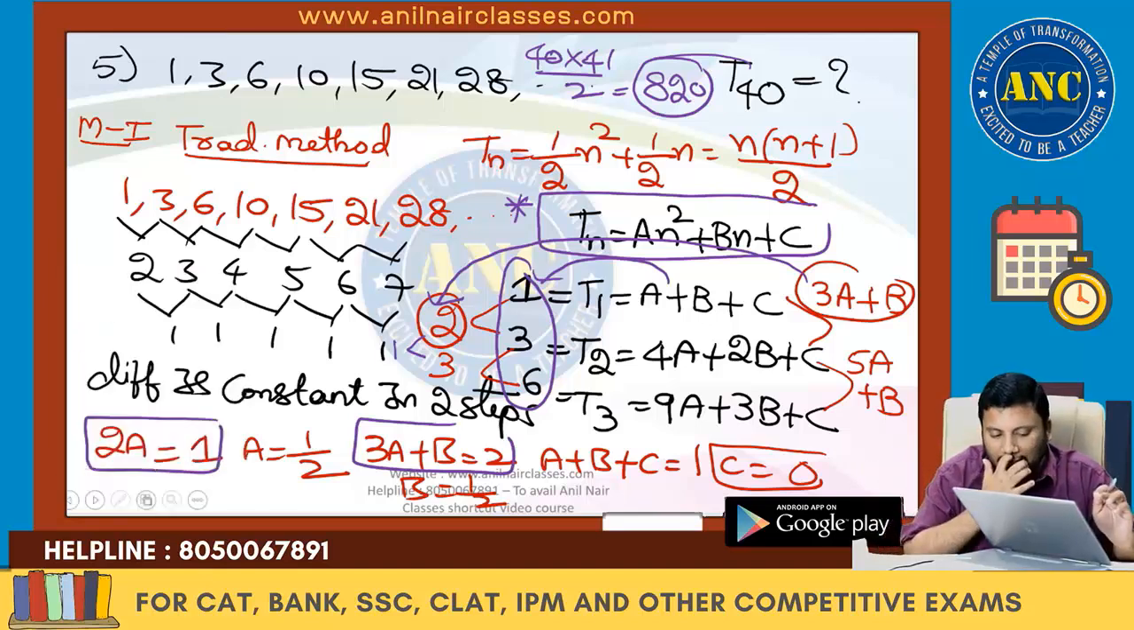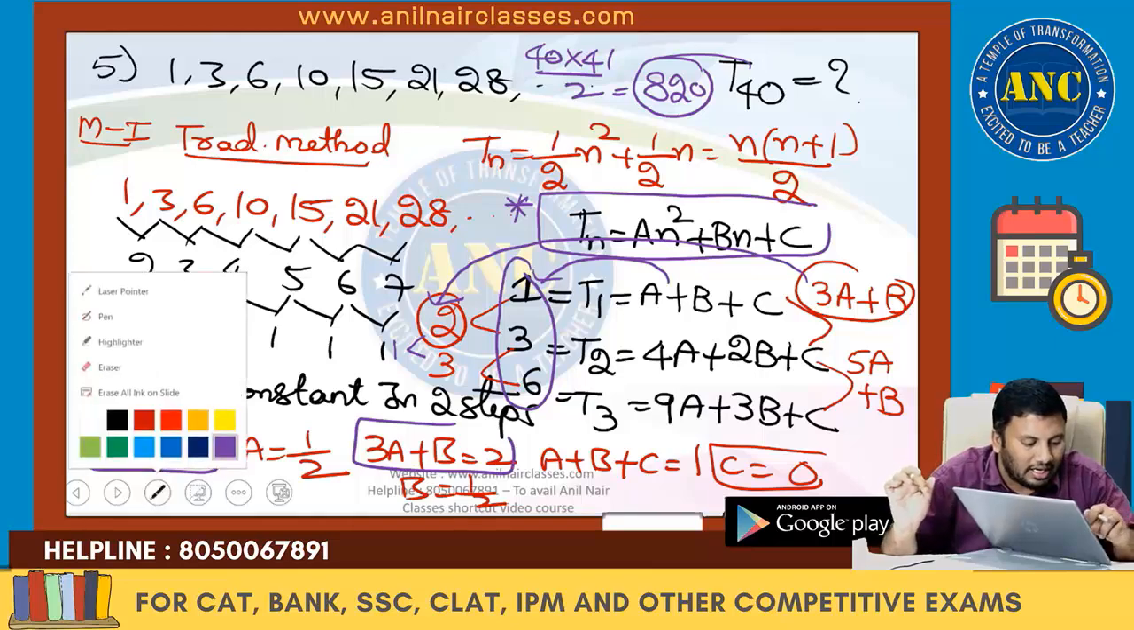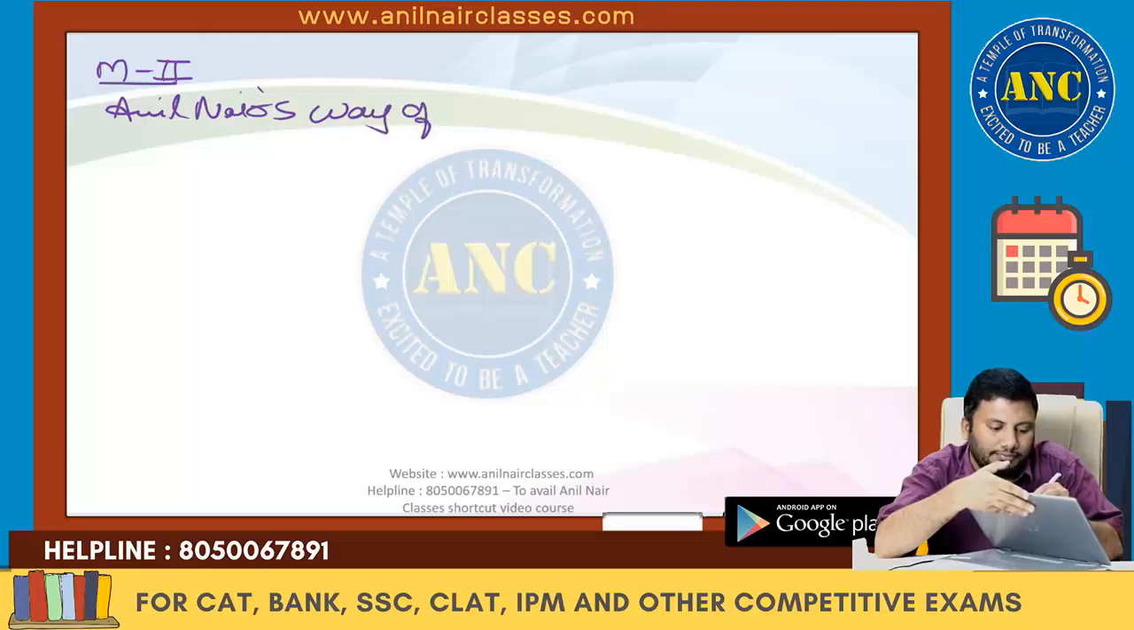Only thing, please understand, 1 is nothing but 2a. 3a plus b is 2. And a plus b plus c is 1. Directly how to write down? Method 2, Anil Nair's way of solving this question. How you should solve this question?